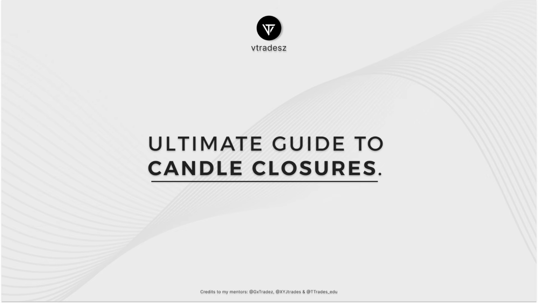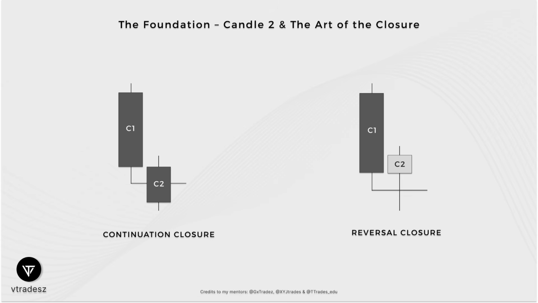Before we talk about entries or targets, we have to understand the language of the candles themselves. Specifically, we need to master the candle 2 closure. In this model, everything starts with how a candle closes relative to the previous one. You need to distinguish between two types of closures, a continuation closure and a reversal closure.